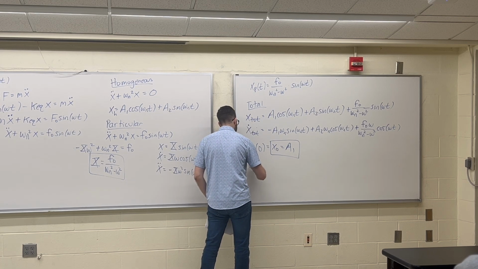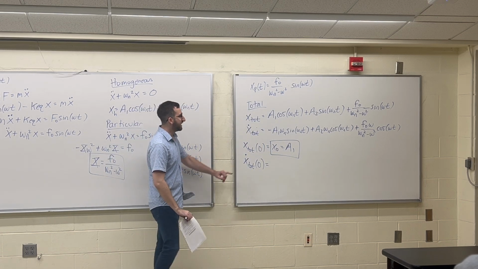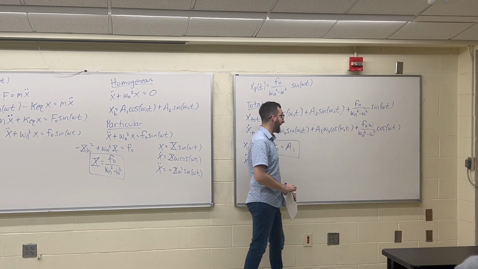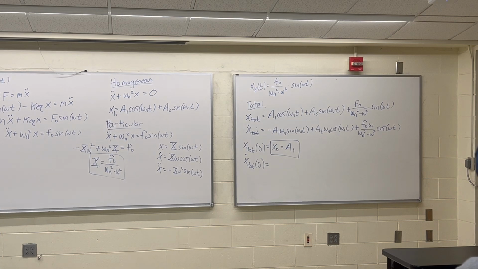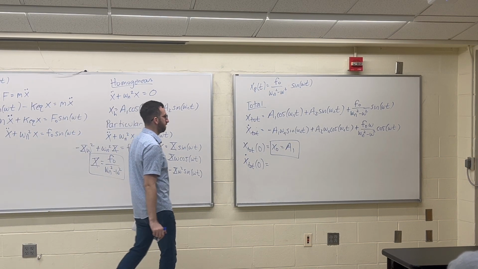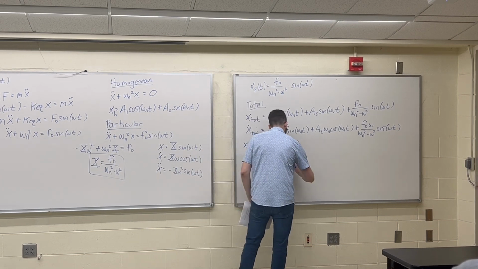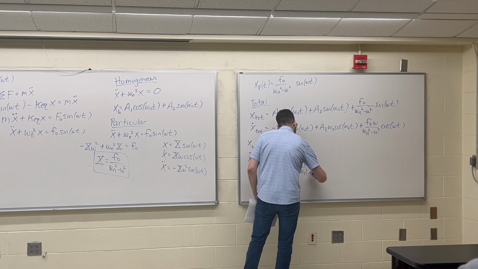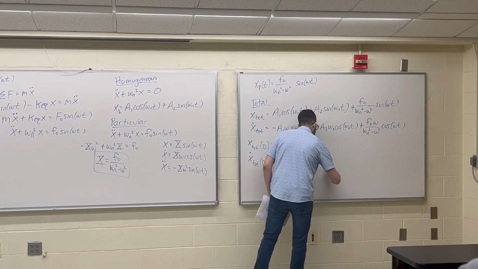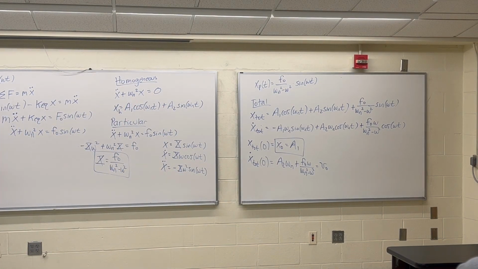X dot total. That'll be A2 omega n plus F naught omega over omega n squared minus omega squared. The A2 omega n plus F naught omega over omega n squared minus omega squared, that whole thing is equal to v naught. That's the initial condition for velocity. Leave those numbers up.